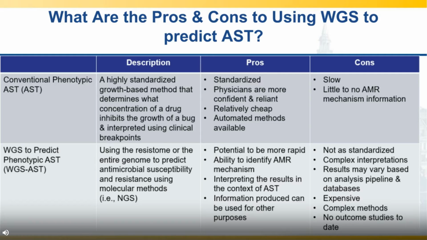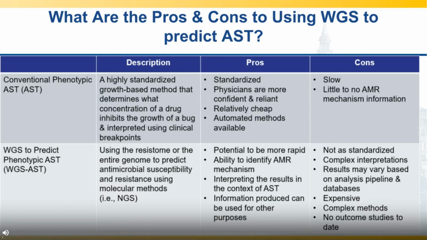The pros to this approach is that it has the potential to be more rapid. There are some sequencing methods like nanopore sequencing where you can analyze your data in real time and can allow for a more appropriate or more clinically relevant turnaround time. It also has the ability to identify antimicrobial resistance, and we can interpret those results in the context of the phenotypic AST as susceptible or resistant, so that the clinicians are used to the results that we might be generating using this novel method.